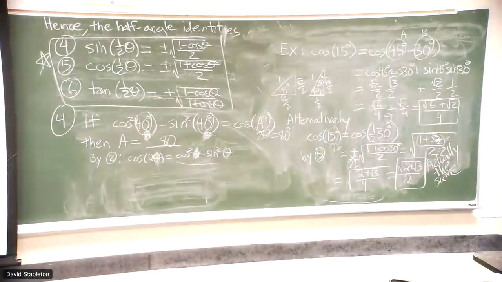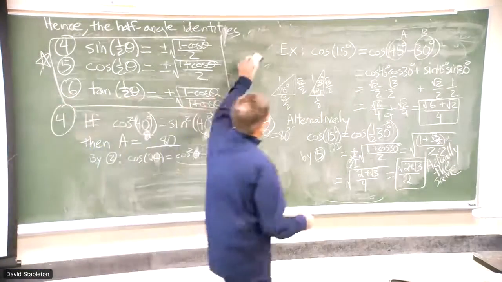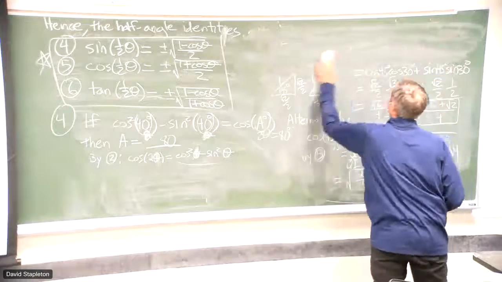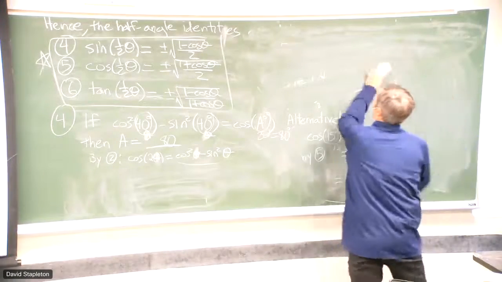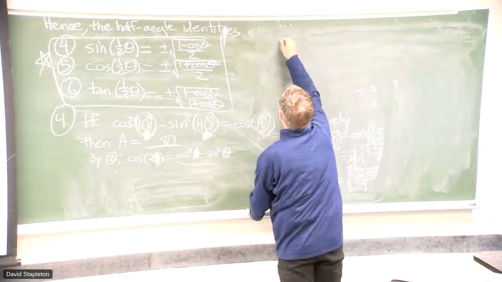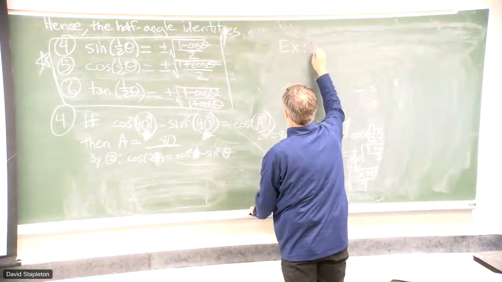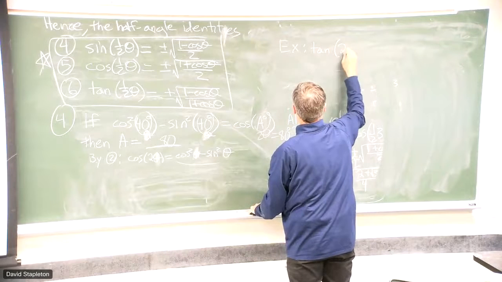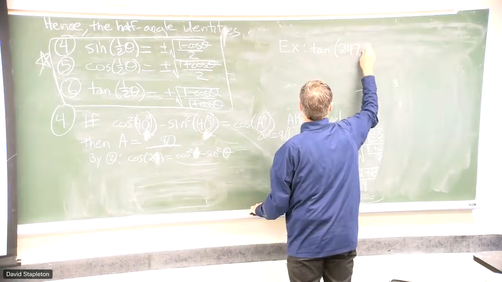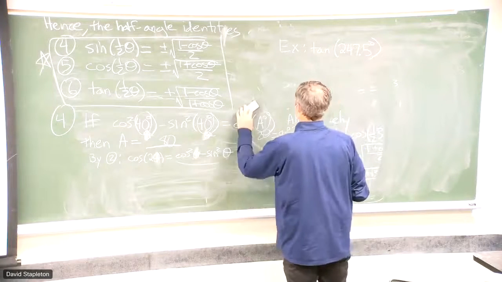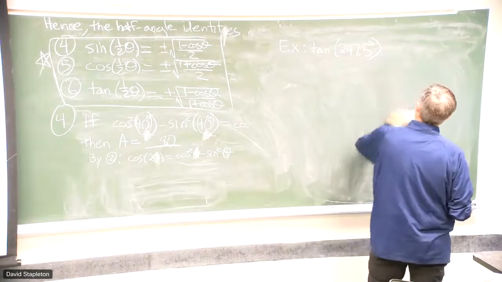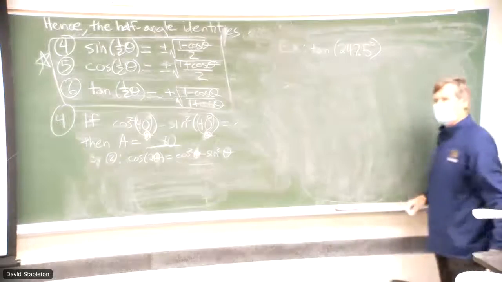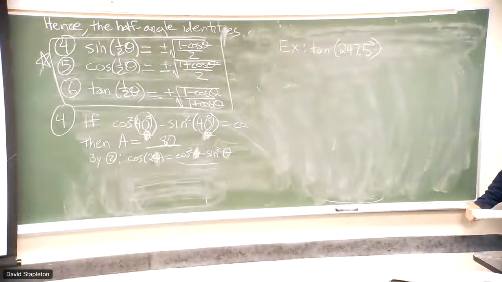What's the tangent of 247.5 degrees? Can you guess how to do that one? Got an idea? How would I evaluate the tangent of 247.5 degrees? Exactly, because they don't say put in a decimal, they say put in an exact answer. How is that possibly going to have an exact answer for a non-special angle like that?